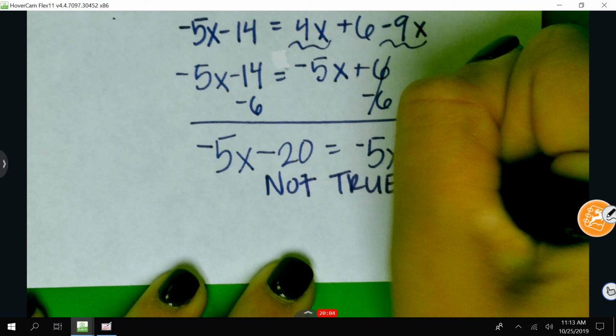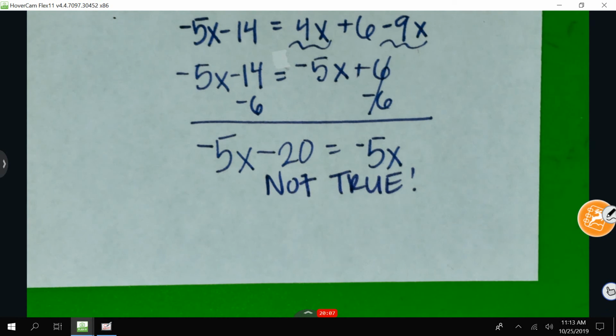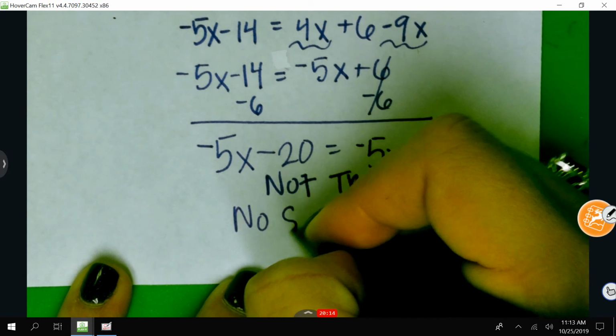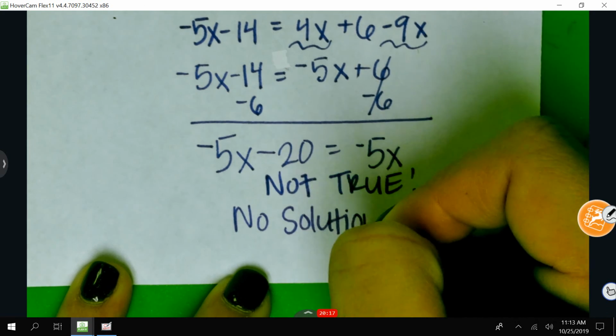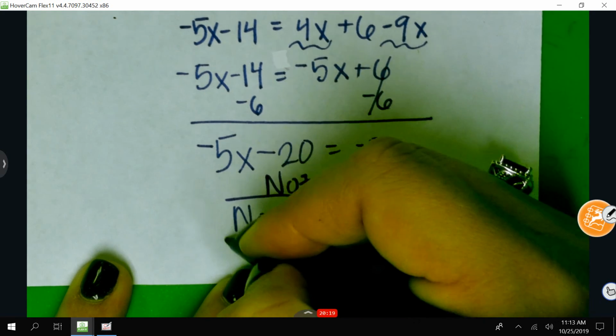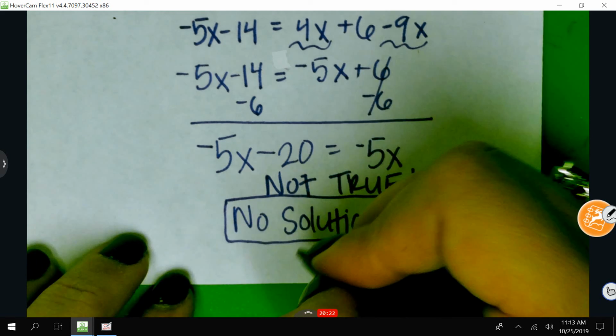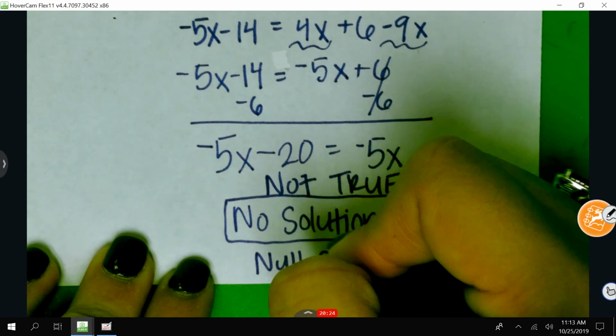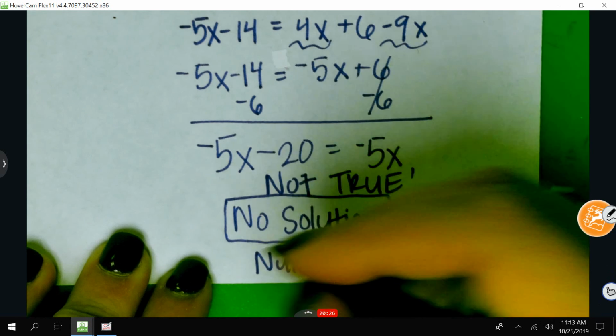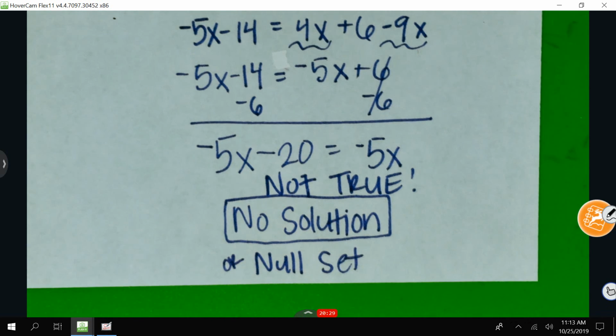So, that means that it doesn't matter any number that you put in for x, you will never get a true statement. Okay? So that means no solution. So you cannot solve for that. Another word for no solution is the null set. Okay? You need to know that they're both the same, they mean the same thing. So you could either tell me that it's the null set or it's no solution. I'm going to say null set right now.